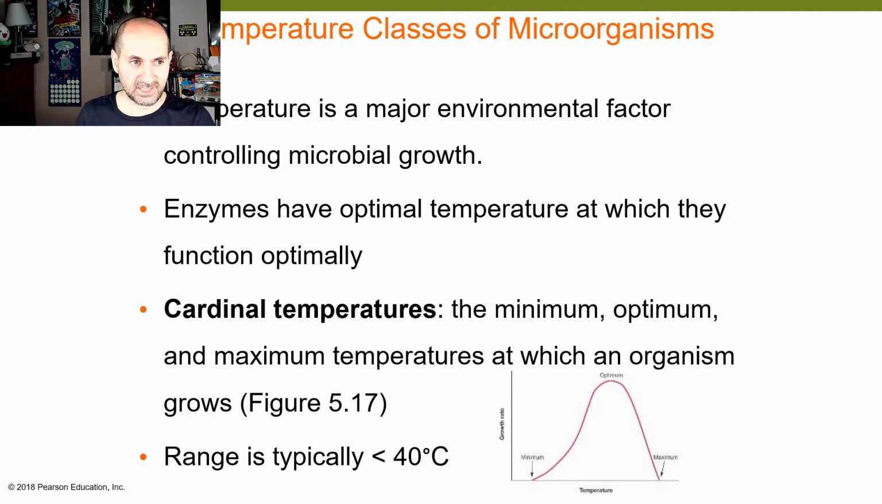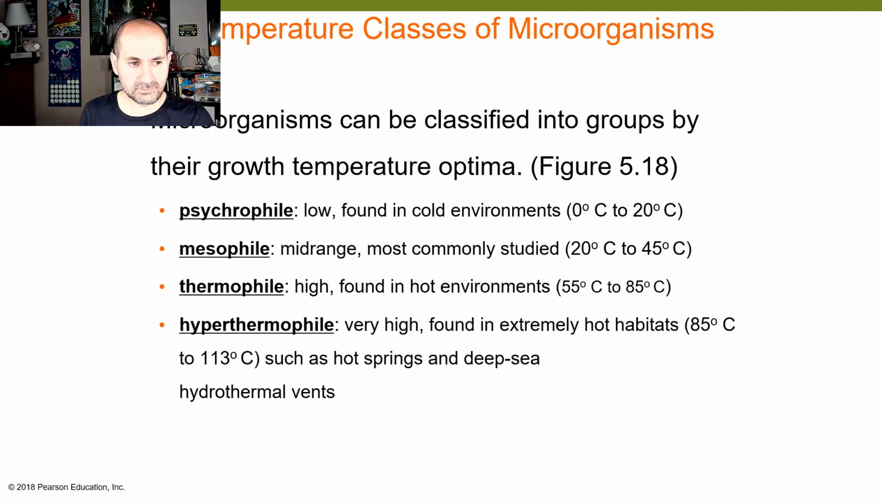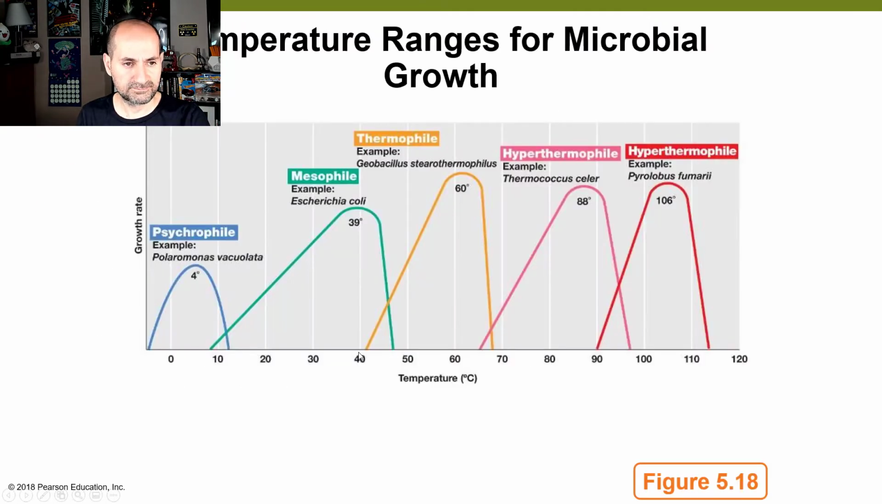All right, next we talked about temperatures that microorganisms grow in. You should know about the cardinal temperatures: minimum, optimum, maximum. You should know the different types of organisms based on the organism classification based on growth temperatures. So psychrophiles, you should know they grow best at 0 to 20 degrees C. Mesophiles, you should know they grow best at 20 to 45 degrees C, and so on and so forth, with thermophiles, hyperthermophiles.